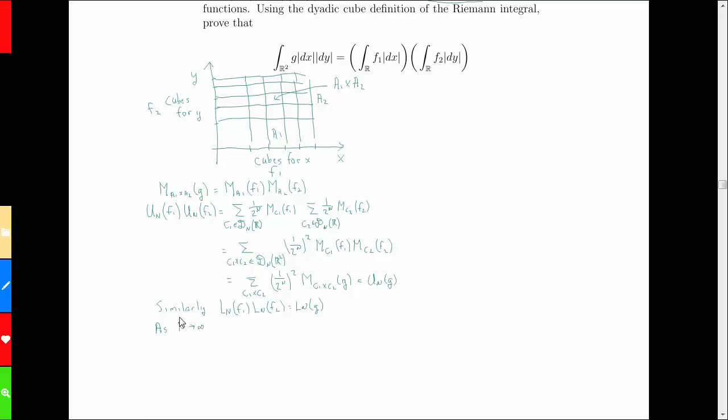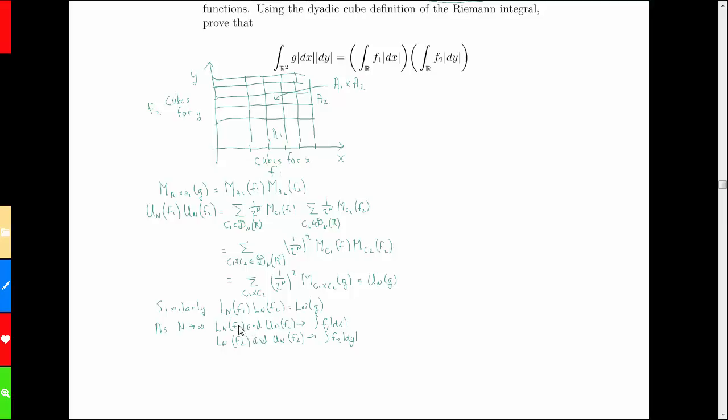Now let's let capital N approach infinity. f1 is integrable, so its lower sum and its upper sum both approach its integral. f2 is integrable, so its lower sum and its upper sum both approach its integral.